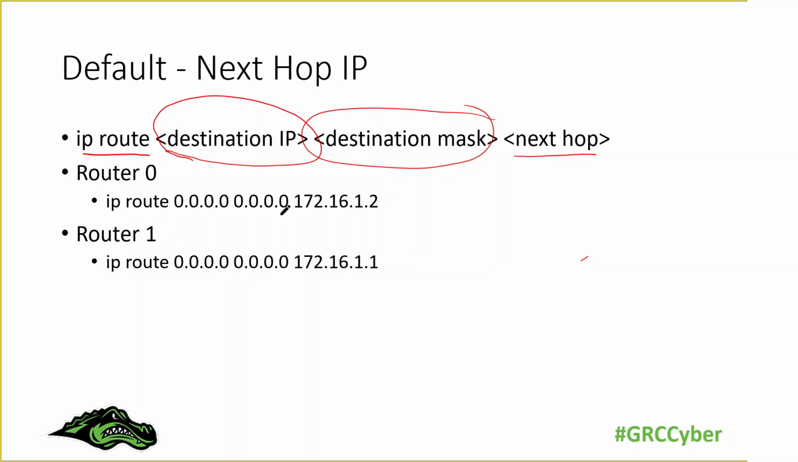In the example we just looked at, the router on the left would use a route of 0.0.0.0 and a mask of 0.0.0.0. This means everything I don't already know about, everything that I haven't otherwise specified. If I don't know anything else, then go ahead and send to the IP address of 172.16.1.2, which is the router on the right. Conversely, the router on the right says, for everything I don't already know about, 0.0.0.0, mask of 0.0.0.0, send to this IP address, 172.16.1.1.